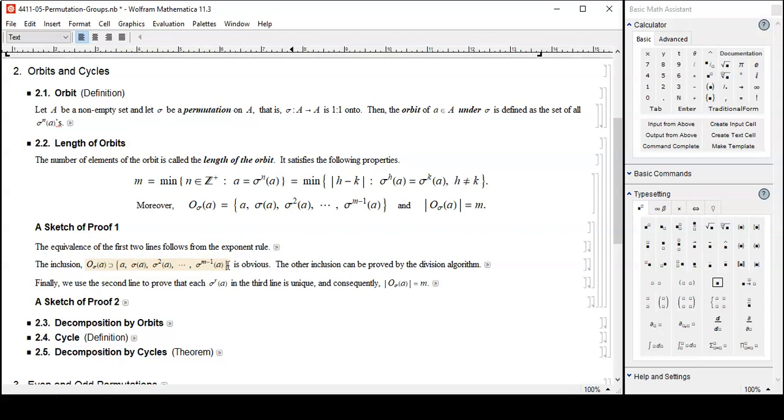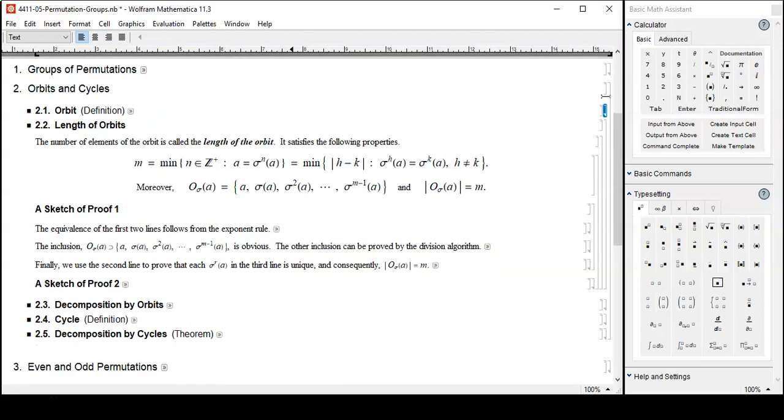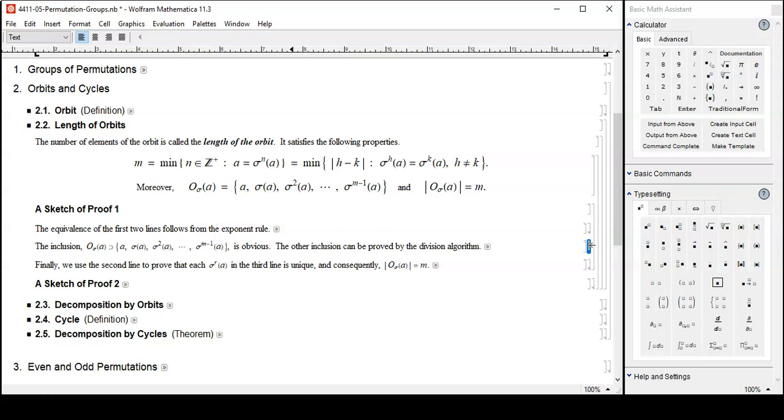One inclusion is obvious because of the definition. The other inclusion is the problem, and we use the division algorithm. Sigma to the R plus Qm, and the Qm is repeated application of sigma to the m power, which just comes back to A, repeated Q times, so just A. In the end, same idea, division algorithm, exactly the same as what we did in lesson 4.